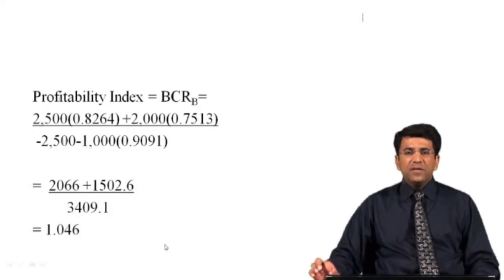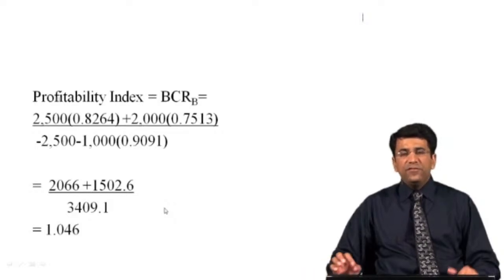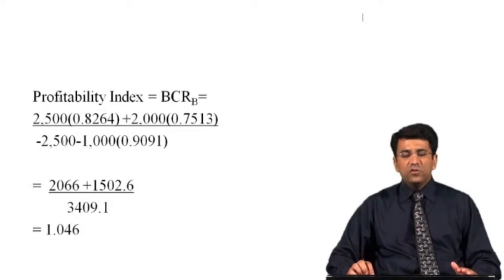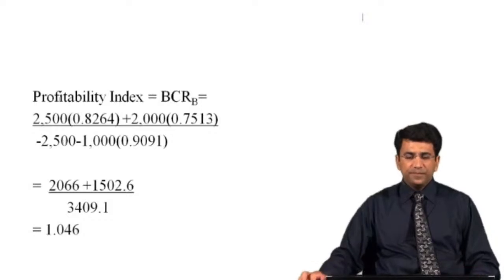So that's why if net present value is equal to 0, the benefit cost ratio will always be equal to 1. If net present value is positive, the benefit cost ratio will be greater than 1, and if net present value for any project is negative, then the benefit cost ratio or the profitability index for a particular project will be less than 1.